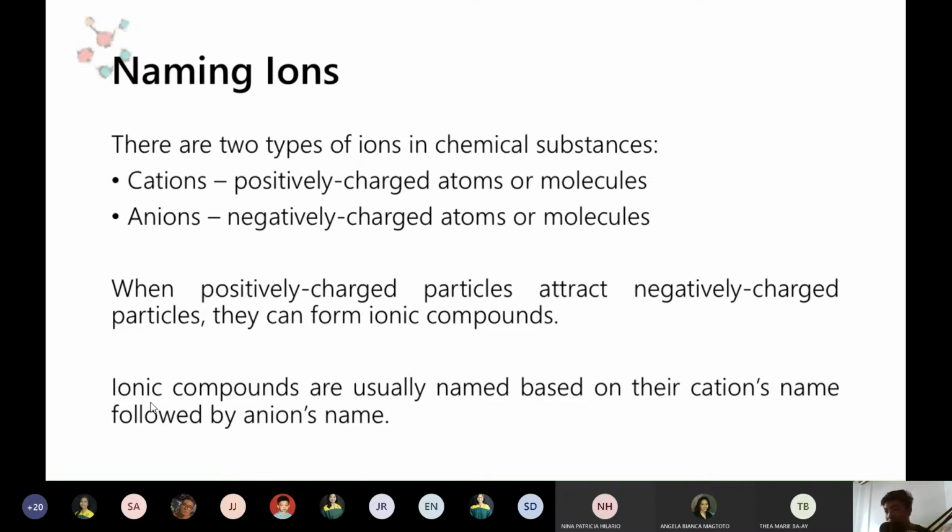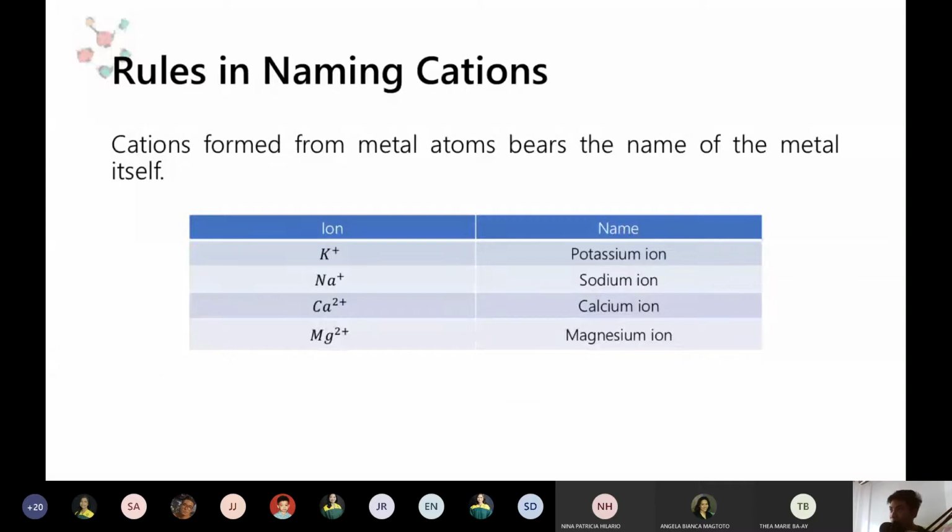Yung rule naman dito is self-explanatory, but we will discuss that further. Puntahan natin siya ng medyo malalim and bigyan ko kayo ng mga tips. Let's proceed with the cations. Cations muna tayo kasi ito yung unang papangalanan. We have four basic rules in naming our cations. This is the first rule. Ang sabi dito, cations formed from metal atoms bear the name of the metal itself.